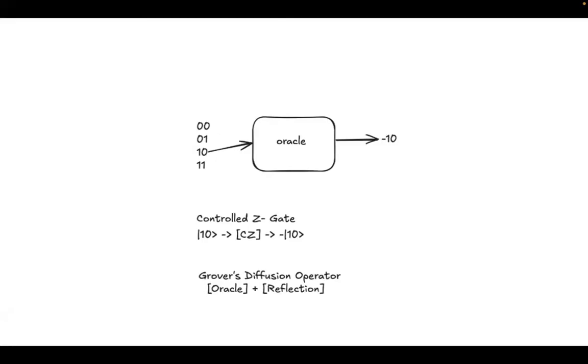What this means is if the input matches the key, the oracle flips the sign of that state. To make this happen, we use a unitary matrix which we can encode directly into a quantum circuit. Specifically, the circuit we use to flip the sign of the 10 state uses a controlled-Z gate as shown in the diagram below. But that's not all. We also need to amplify the probability of measuring the correct answer, which we do using something called a reflection operator. When we combine the effect of the controlled-Z gate with the reflection operator, the result is what we call Grover's diffusion operator.